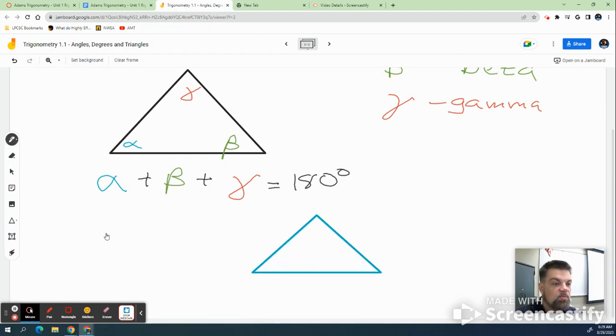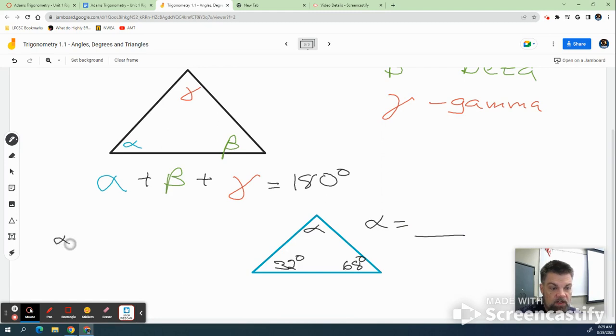So now I'm going to put some stuff in here, and we're going to solve for something. So we'll call this one alpha, and this angle will be 32 degrees, and this one will be 68 degrees. What's alpha? How do we figure that out?